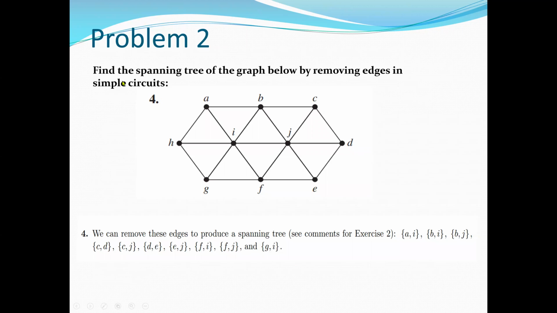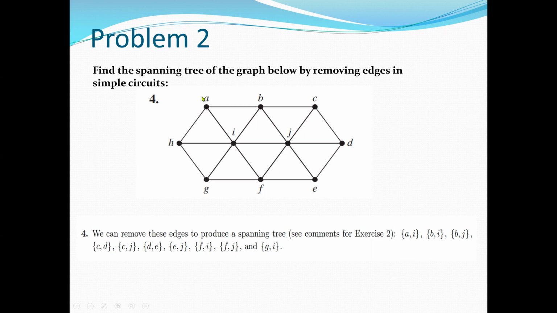Another question, they say we should find the spanning tree of the graph below by removing edges in a simple circuit. So the same thing here, we have a lot of simple circuits here. A, H, I; B, I, J; C, J, D back to C. So all these are simple circuits. So here we say we can remove these edges to produce a spanning tree.